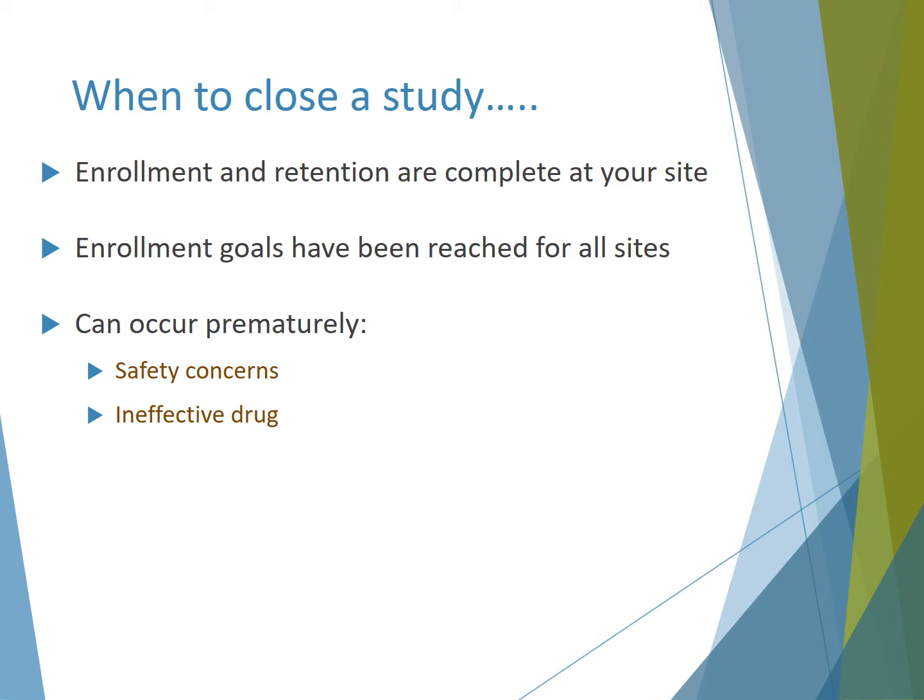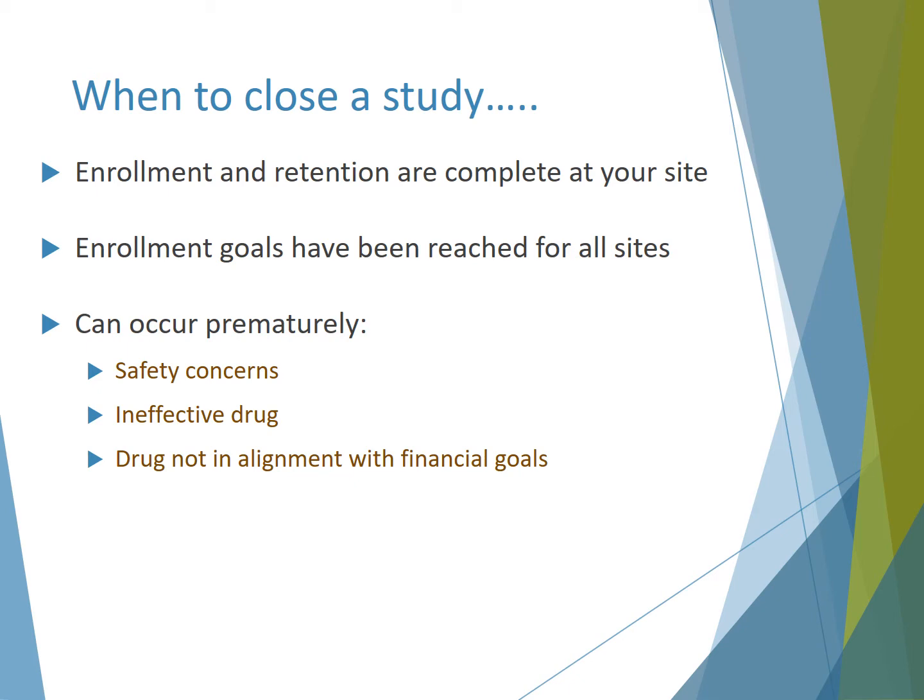If also the study drug has been found to be ineffective. So in a phase 3 study, when the investigational drug is being compared to whatever the gold standard treatment is at the time, and an initial look at the initial analysis of some of the data shows that the study drug is not really working, the sponsor might close that study prematurely.